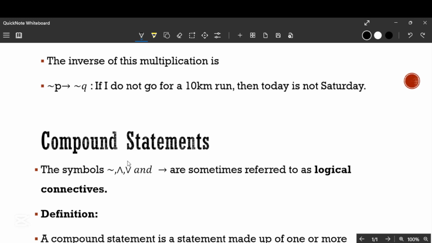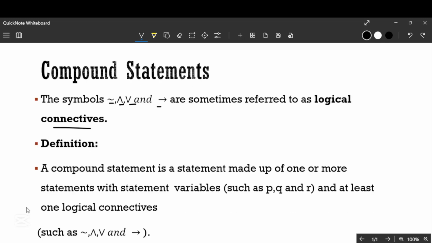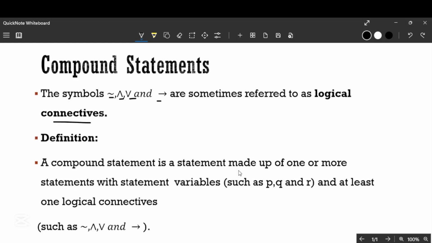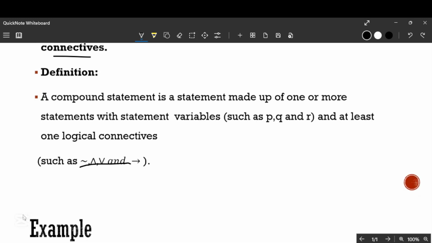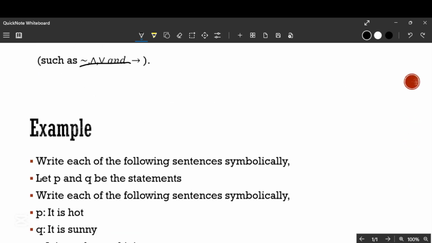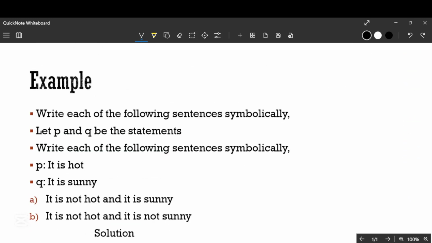The symbols for compound statements, negation, conjunction, disjunction, and implication are sometimes referred to as logical connectives. A compound statement is a statement made up of one or more statements with statement variables such as P, Q, and R, and at least one logical connective. Okay, so let's look at a typical example here.